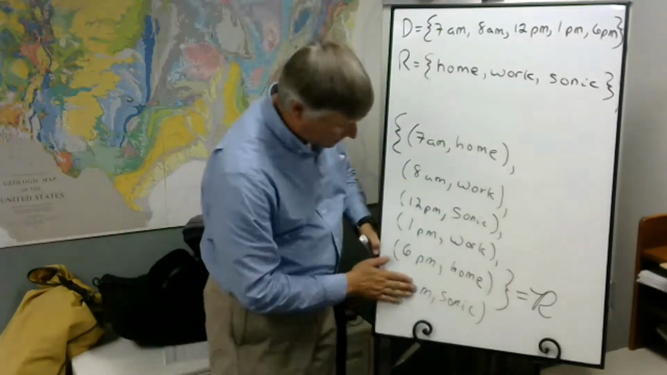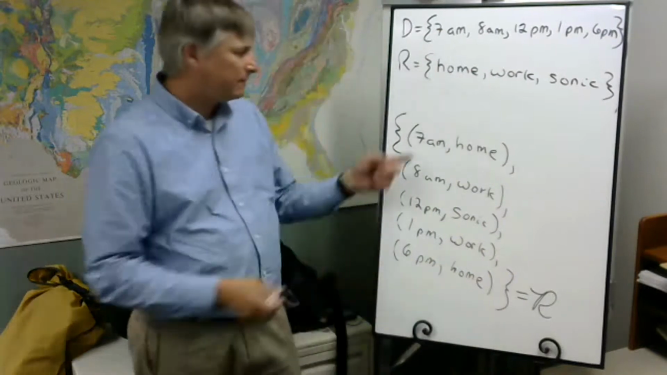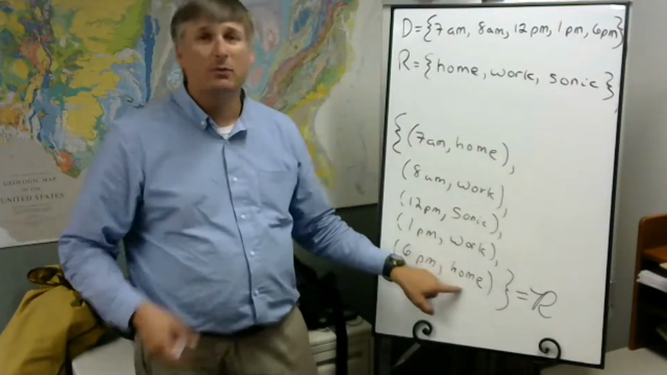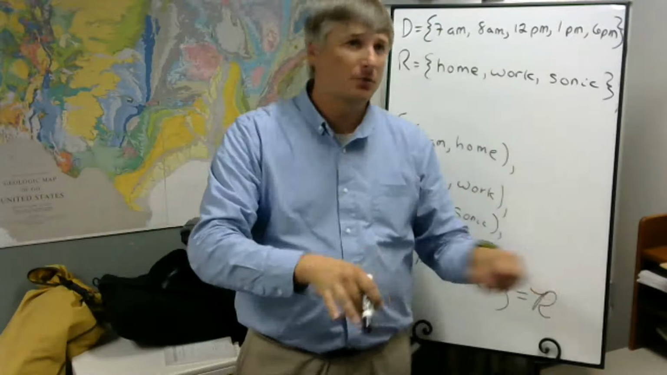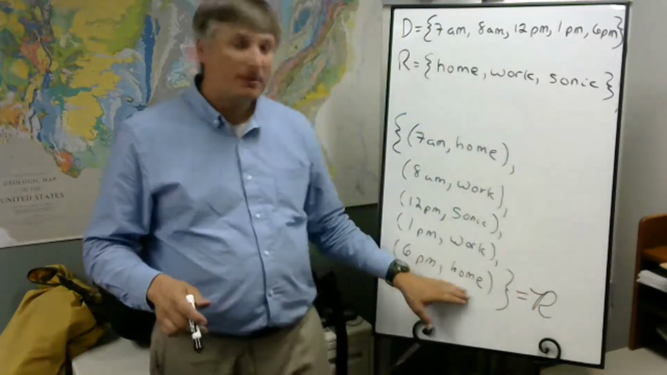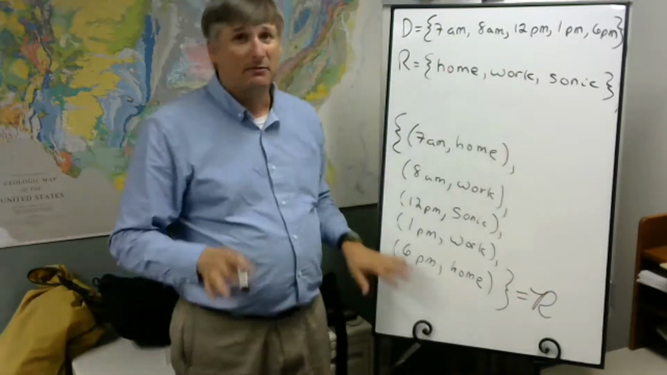Functions remove ambiguity by saying whatever input you have, you only get one output. If you work 10 hours, you're going to get $200. There's no way you're going to get 150. At 6 p.m., you're going to be home. You're not going to be at Sonic. And so that's the idea of functions.